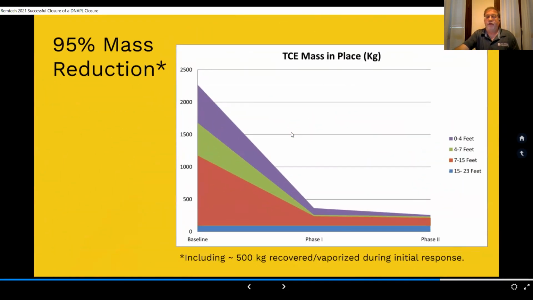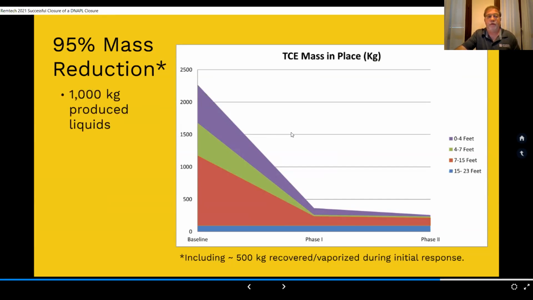For mass reduction, it was easy for us to calculate the mass because we knew how much was released on the day it was released. So we had a good concept of how much mass was in the ground, and we ended up removing about 95% of that mass through the processes we'd undertaken. We assumed that about 500 kilograms was recovered or vaporized during the initial response, based on the soil concentrations we had at the baseline.